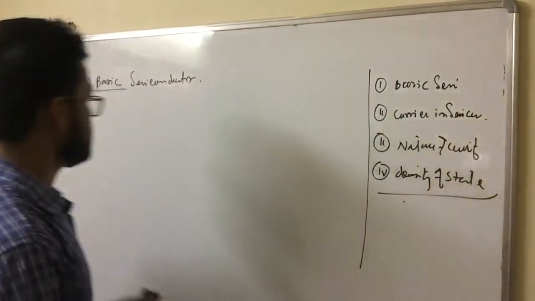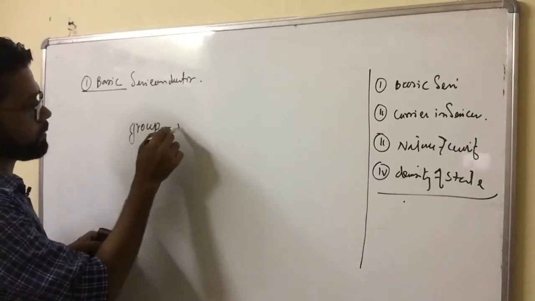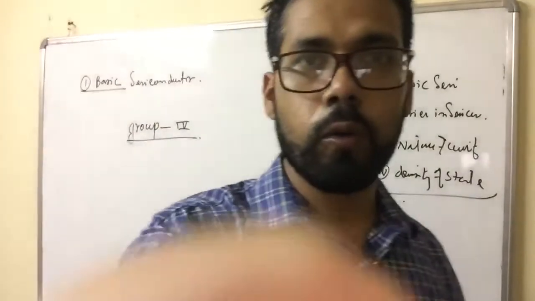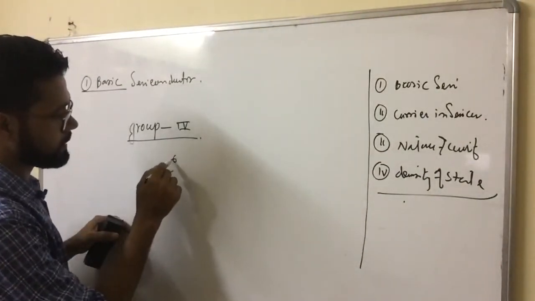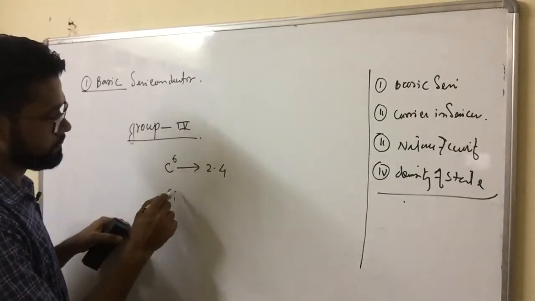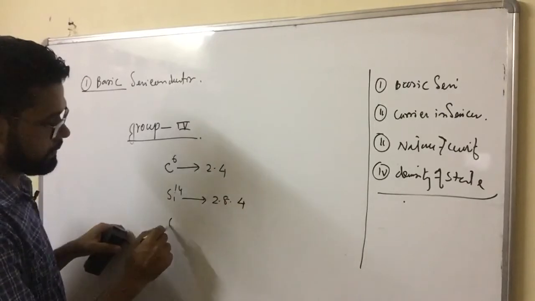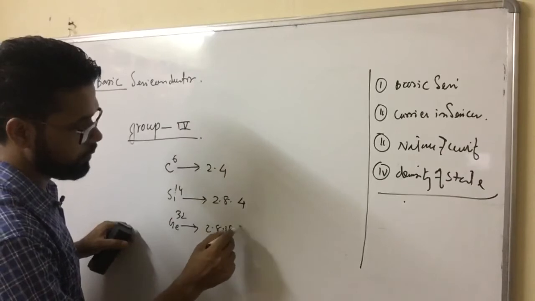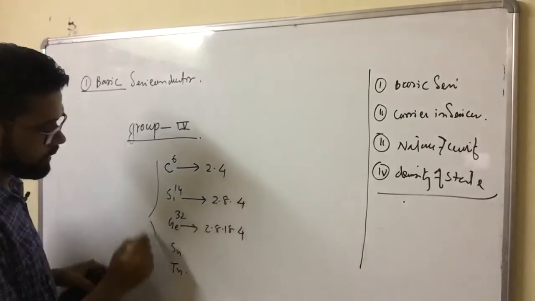So group 4 element. Group 4 means in the periodic table. Why is it called group 4? Group 4 elements in the periodic table are always semiconductor. What are the group 4 elements? Carbon, atomic number 6, electronic structure 2 4. Remember silicon, 14, 2 8 4. Germanium, 32, 2 8 18 4. Sn, tin. These all are group 4 elements.